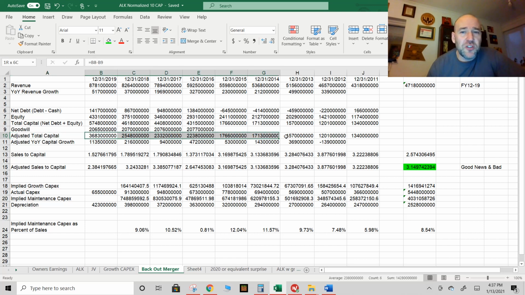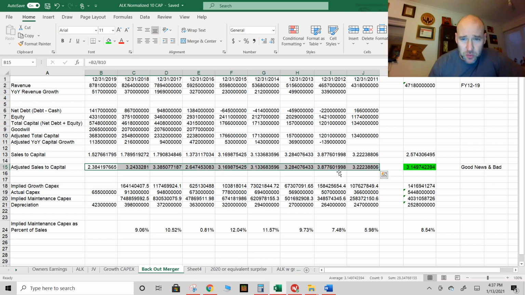So I used my adjusted total capital over time, and then I recalculated my year-over-year capital growth, called adjusted year-over-year capital growth. I've got that. And then I have my original line of sales to capital in here, but then I recalculated the sales to capital with the adjusted numbers. And you can see here, they're a lot more smooth. So it makes a lot more sense to me.